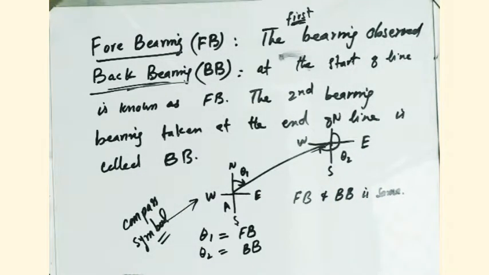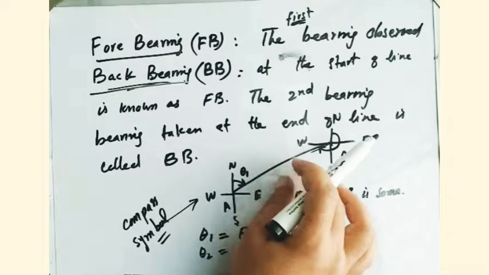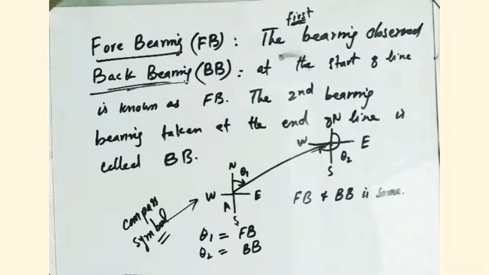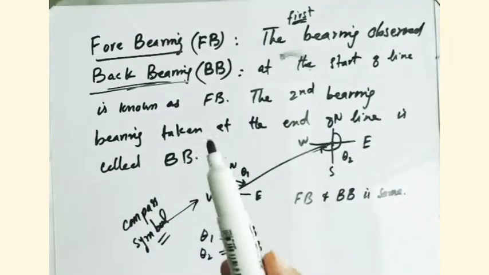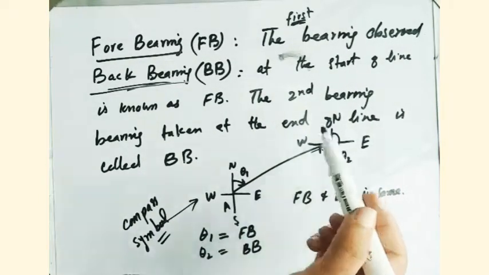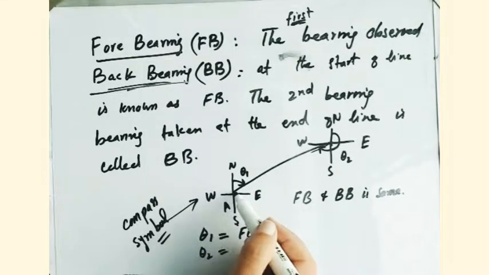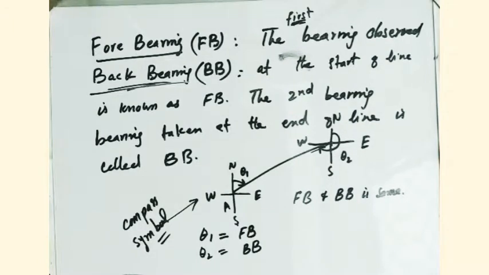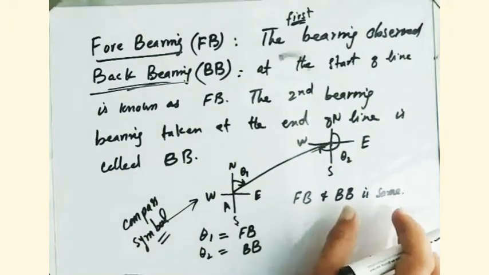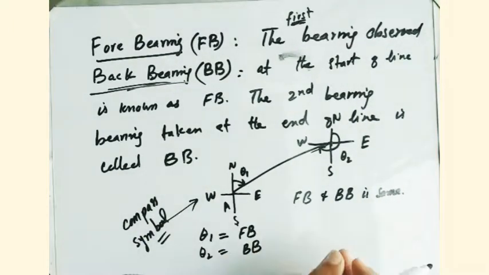Here another question arises: if you want to find the bearing of this line and you start from this point, that will be the fore bearing, and the second reading, which is taken at this point, will show you back bearing. So actually fore bearing and back bearing are the same, the only difference is direction.